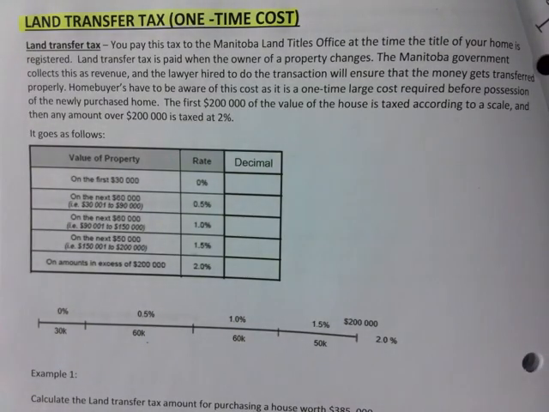61. 61. Let's make sure we put our phones away. Take away any distractions. Pay attention.